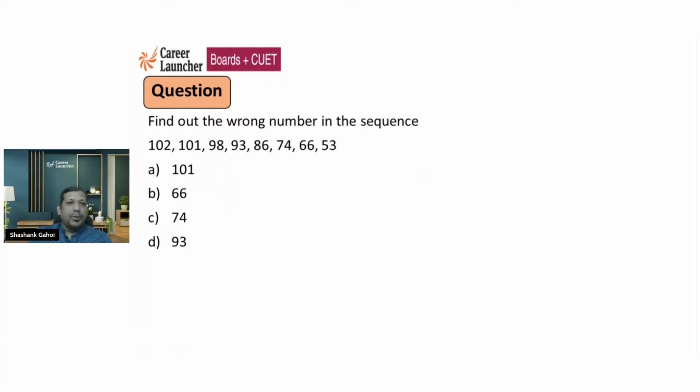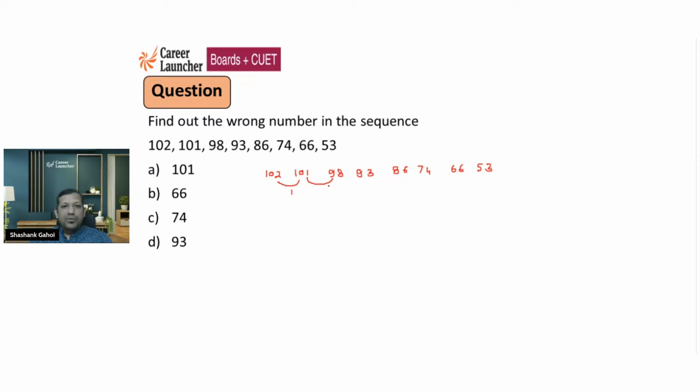Now pick up the next number. Now which of the following numbers is the wrong number in the sequence? So we are looking for the odd one out. Okay, so what can be done? 102, then 101, then 98, then 93, 86, 74, 66, 53.